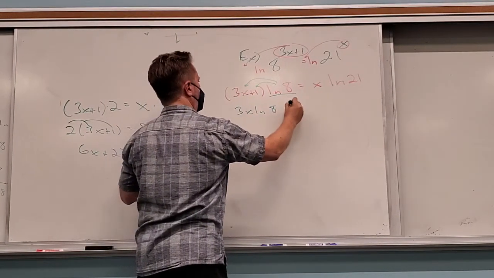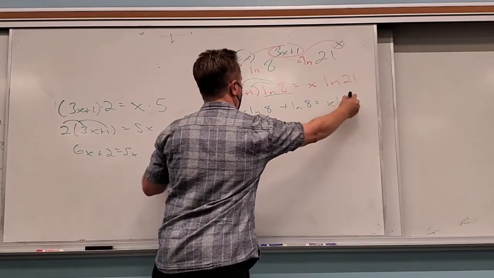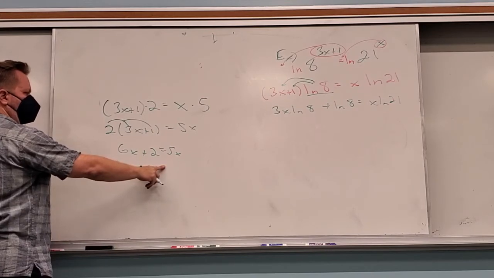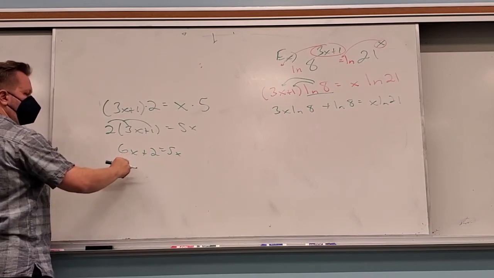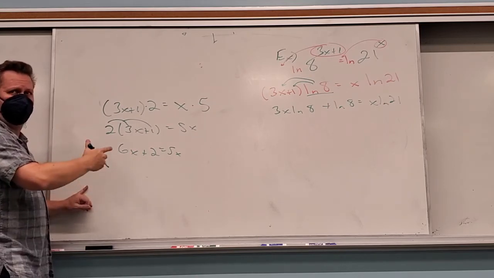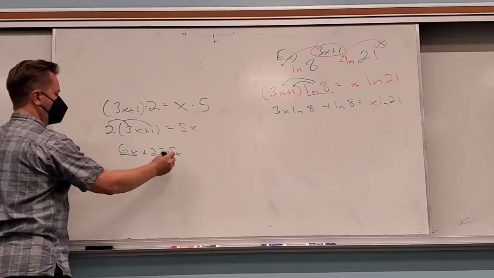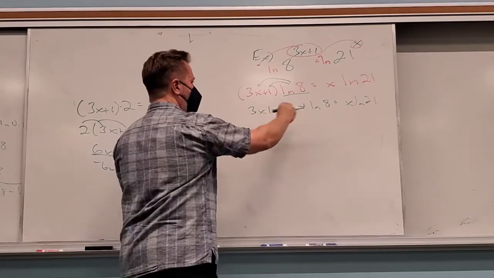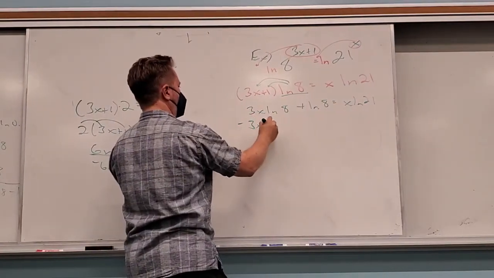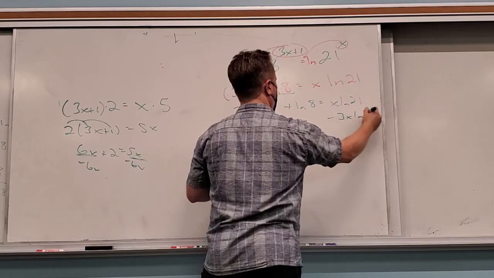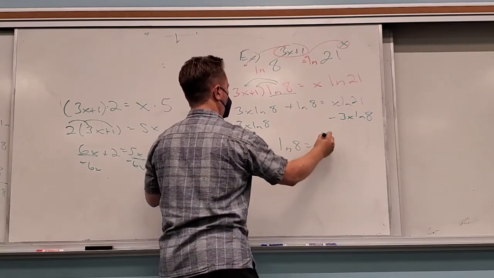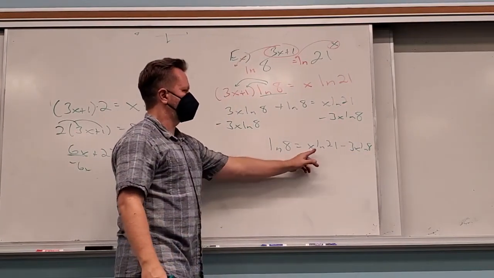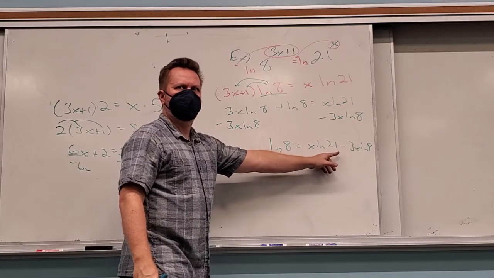And then what would you do next? The x's need to be together, so I subtract 6x. That's exactly what I'm going to do here. The x's need to be together, so let me subtract this. And of course now I'm trying to solve for x, so what would I do here?